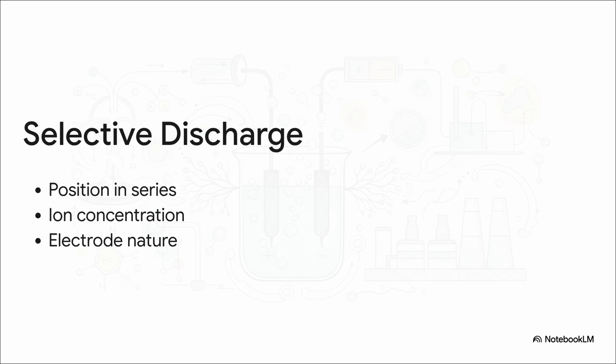First, there's their relative position in something called the electrochemical series. Second, the concentration of the ions in the electrolyte. Basically, higher concentrations mean a much higher probability of being discharged. And third, the actual nature of the electrode itself, whether it's just an inert spectator letting the current pass or an active participant getting involved in the reaction.